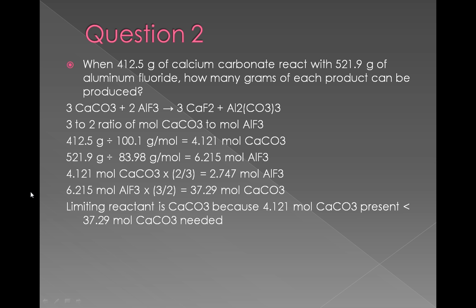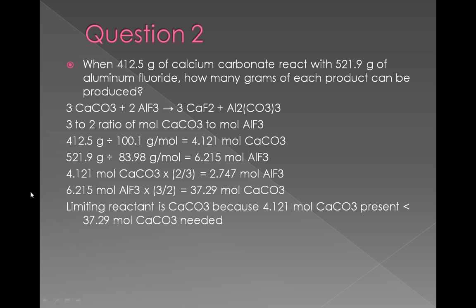Then using the 412.5 grams of calcium carbonate given to you in the beginning, you divide that by the molar mass of 100.1. That gives you 4.121 moles of calcium carbonate. We do the same thing with the 521.9 grams of aluminum fluoride, dividing that by its molecular mass of 83.98 grams per mole, giving you 6.215 moles of aluminum fluoride.